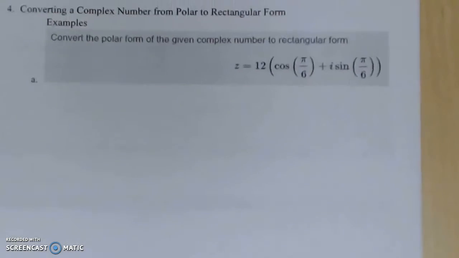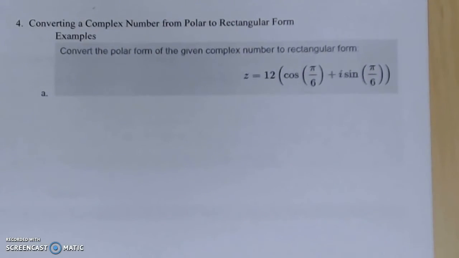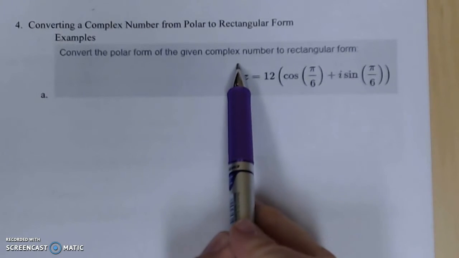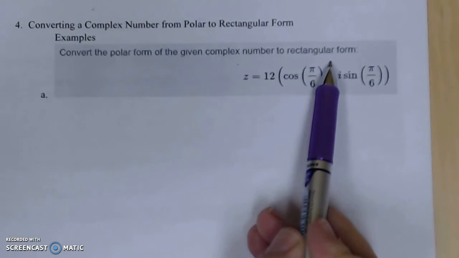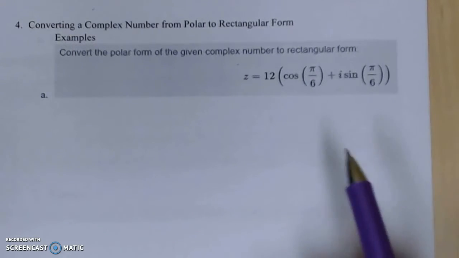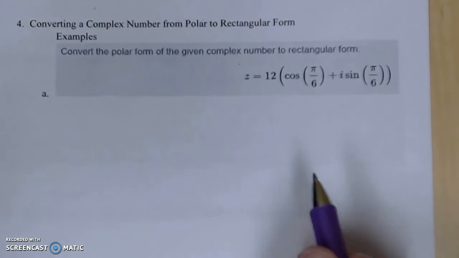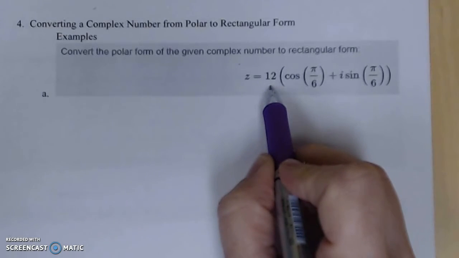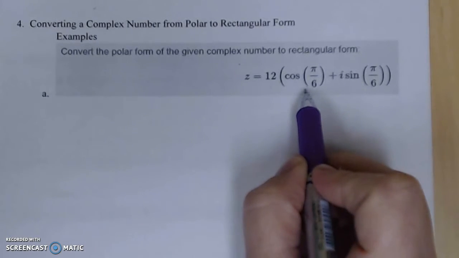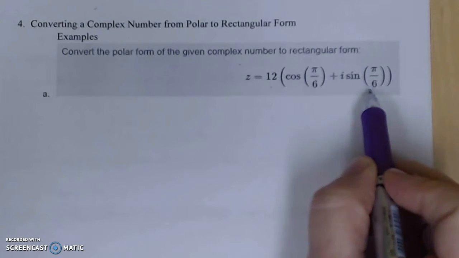Moving forward, we go into part 4 here, and we're going to look at converting a complex number from polar to rectangular. So let's figure out what we know with this. First of all, they said convert the polar form of the given complex number to rectangular form. So notice information that we can gather from this. It has given us, here's our r, it has given us cosine of an angle and sine of an angle.